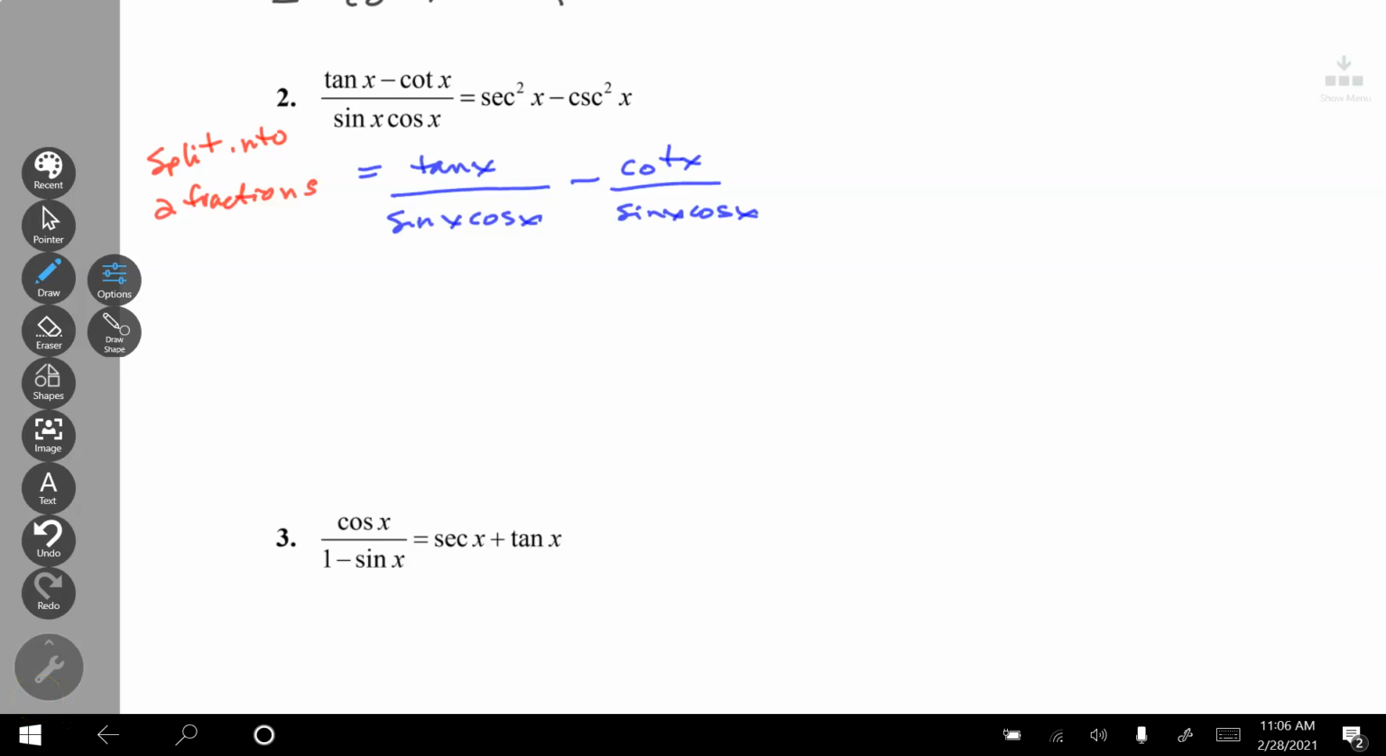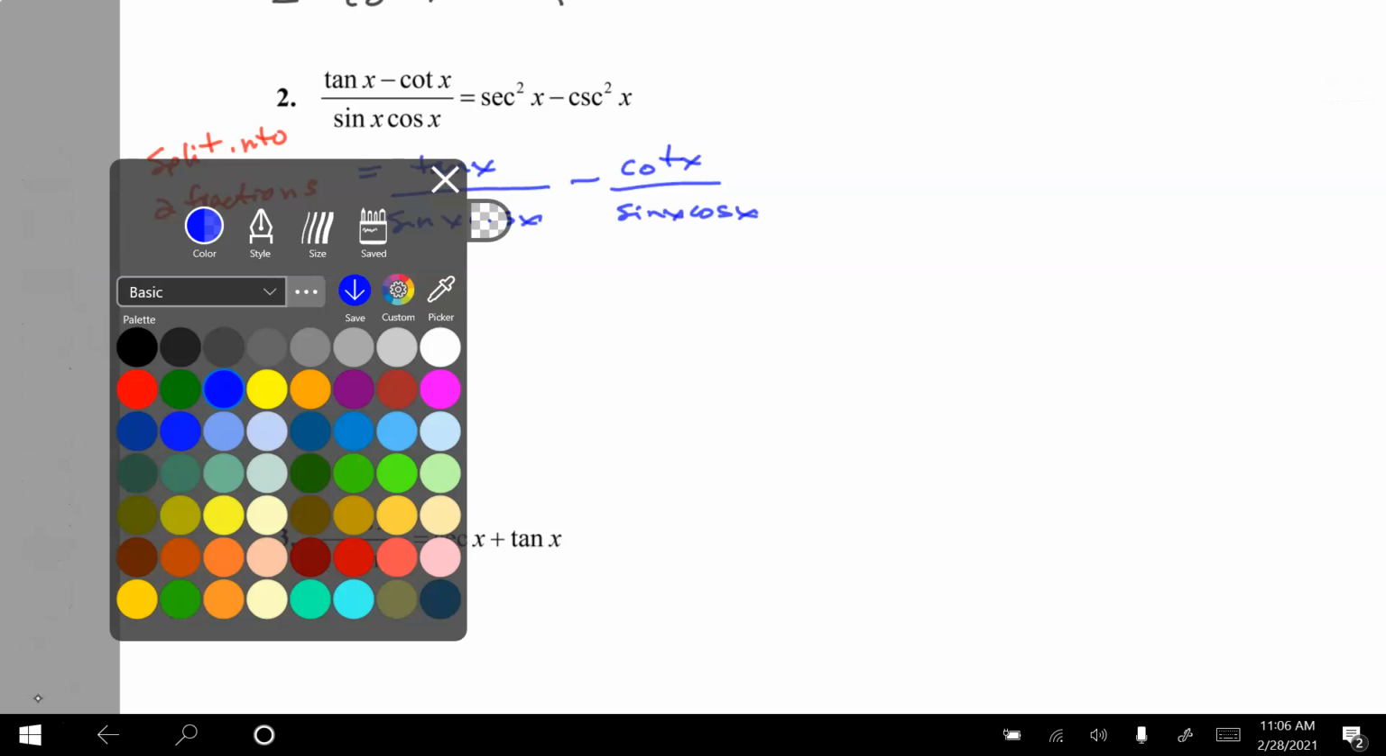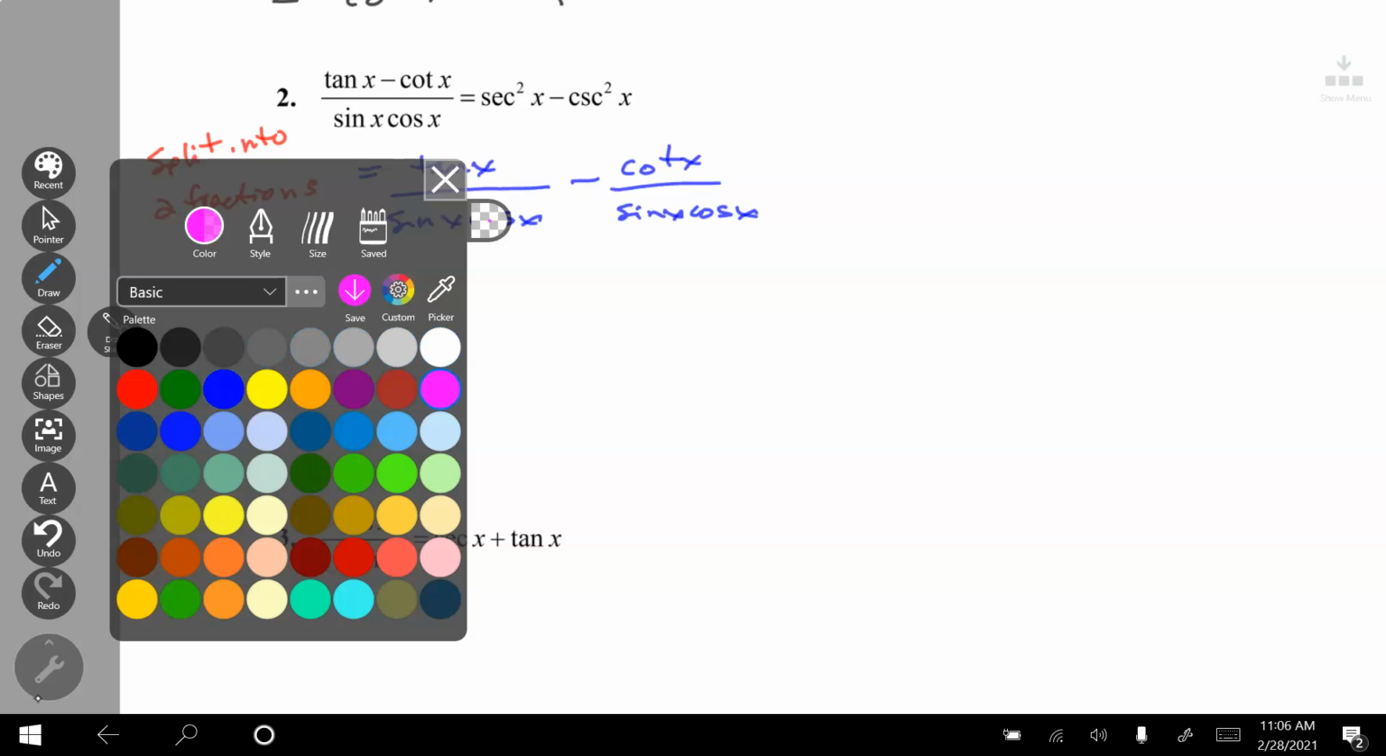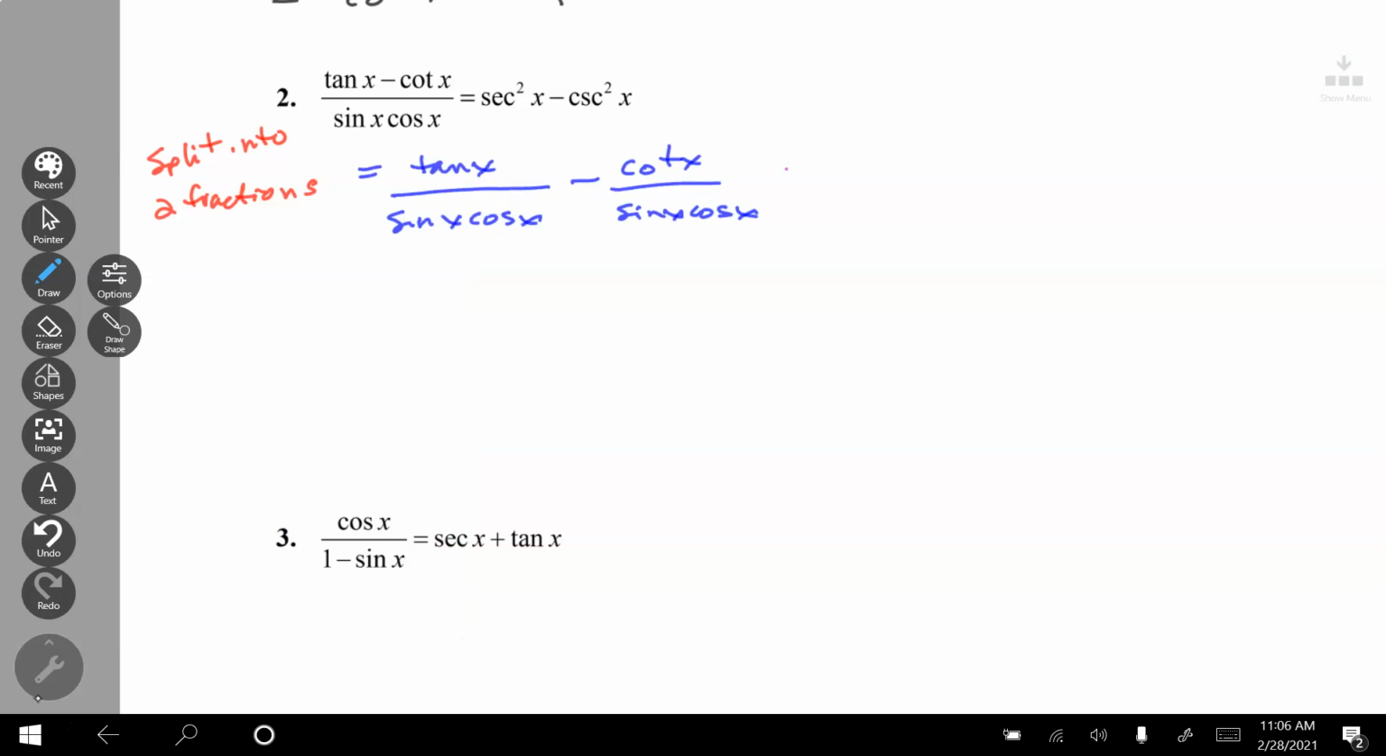So I have tangent of x over sine of x cosine of x, minus cotangent of x over sine of x cosine of x. And then I'm going to rewrite tangent and cotangent, because I really like when things are just in sines and cosines, because maybe things will clean up for me a little bit. Let's see what happens. So this is me rewriting.